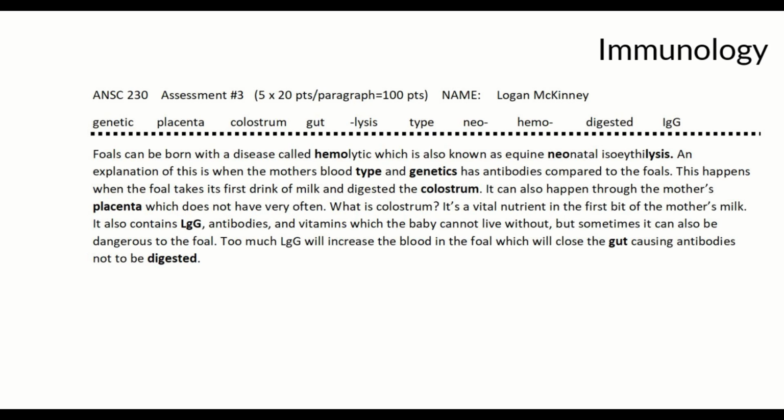Too much IgG will increase the antibodies in the blood of the foal, which will close the gut, causing antibodies not to be absorbed. There's a thing called gut closure. Before gut closure, antibodies get into the blood. After gut closure, the antibodies can't get into the blood, and the antibodies will be digested, just like they're a piece of meat.